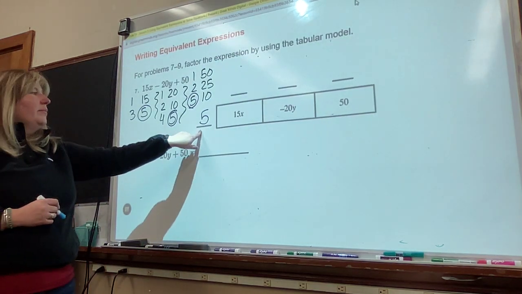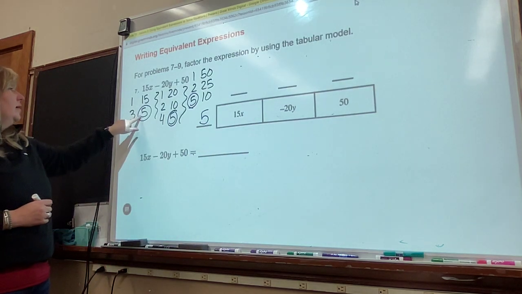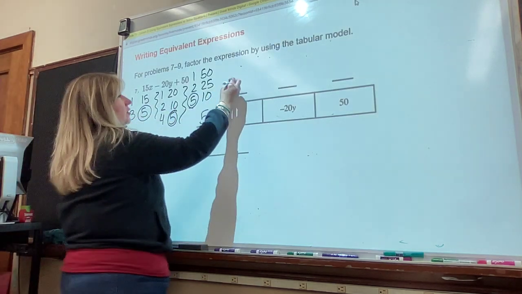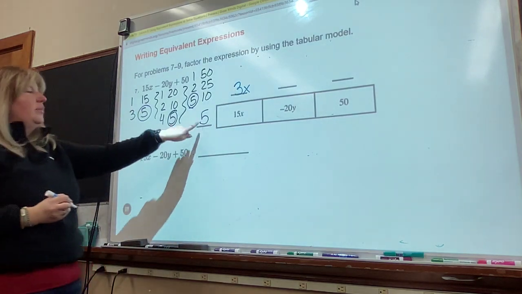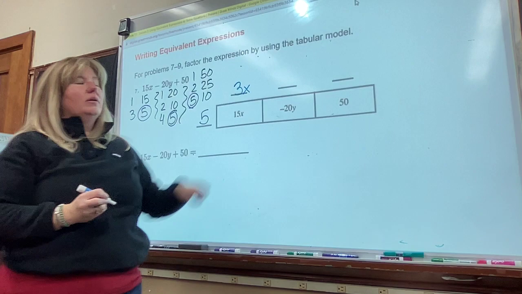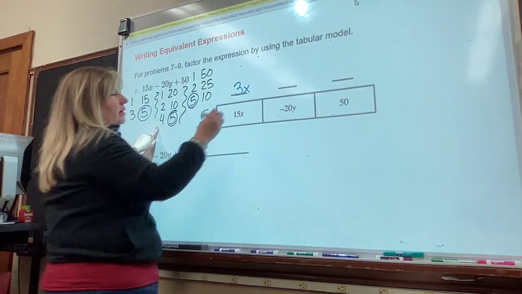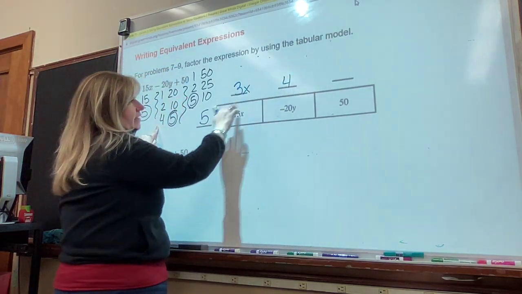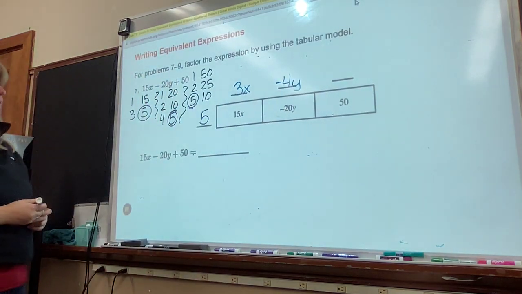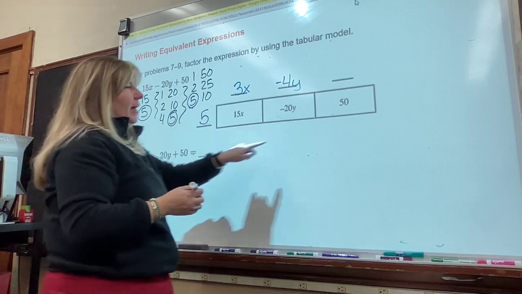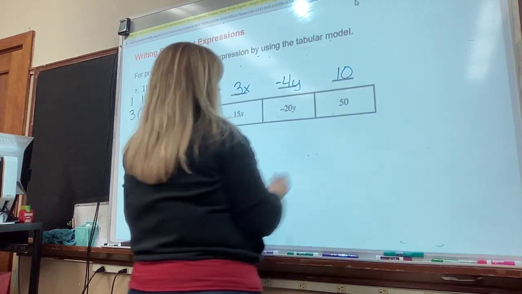Now I'm asking myself, what do I multiply 5 by to equal 15x? Well, 5 times 3x will equal 15x. What do I multiply 5 by to equal negative 20y? 5 times 4 is 20, so 5 times negative 4y will give me negative 20y. What do I multiply 5 by to equal 50? 5 times 10 is 50.